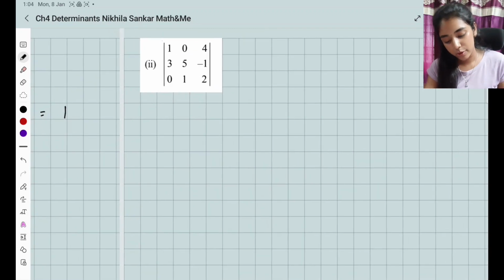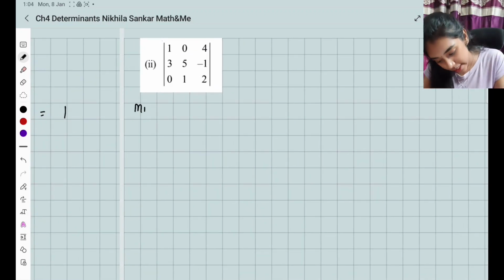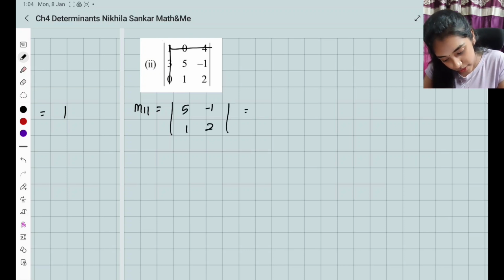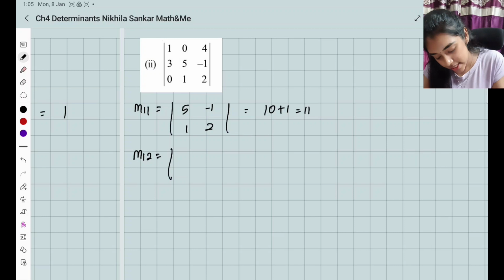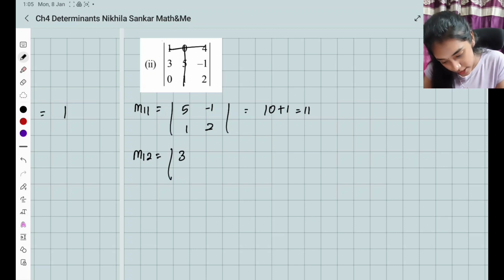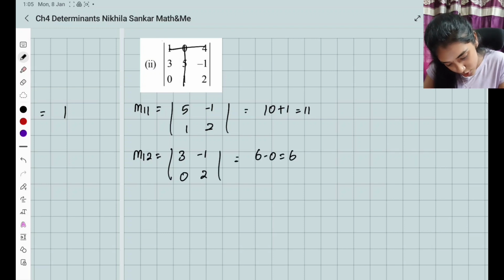Now, second subsection. We have to find it again in the same way. So I'm going to find M11. M11 is first row, first column. So 5 minus 1, 1, 2. So this is going to be 5 2s are 10, minus of minus 1, so 11. Then M12. Let me erase 1, 2. So first row and the second column. So I'll be left with 3 minus 1, 0, 2. So this is going to be 3 2s are 6 minus 0, which is going to be 6.